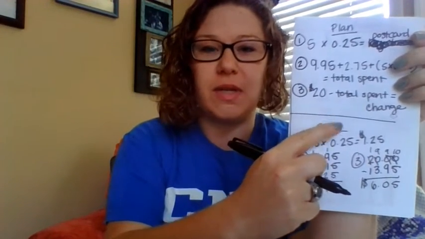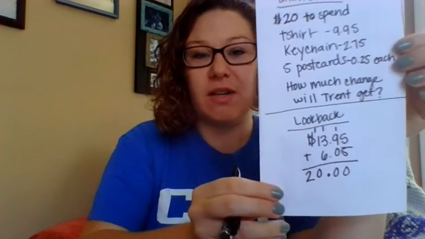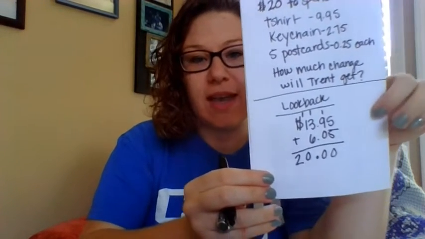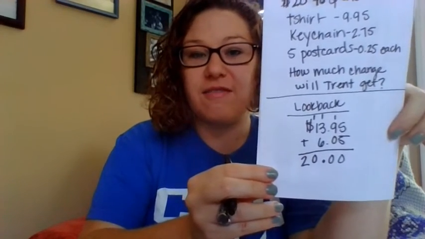So let me see if my answer is reasonable. So I'm going to do the $13.95 plus the $6.05 change. And I end up with the $20 that Trent started with. So this question here, how much change will Trent get? My answer is going to be $6.05. So this 4-square organizer is a great way to make sure you have all the information you need for a word problem, to keep your steps organized, and to make sure you're successful when you compute.